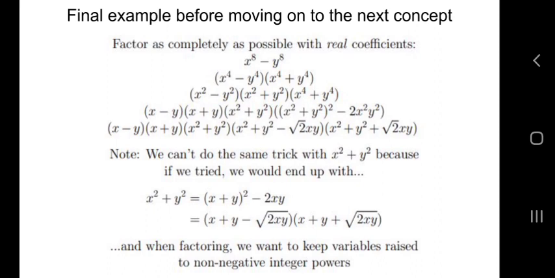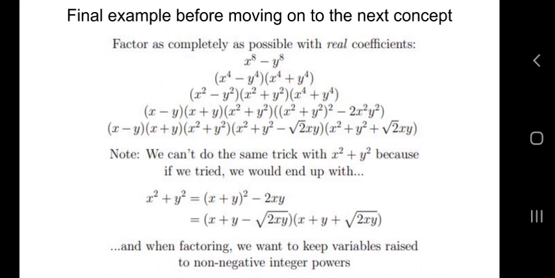Oftentimes it's required that the coefficients be integers. So in that case, we can't factor x to the fourth plus y to the fourth. We say that x to the fourth plus y to the fourth is irreducible over the integers, meaning that if we only allow integer coefficients, then it's not factorable, right? It's irreducible. You can't break it up anymore.